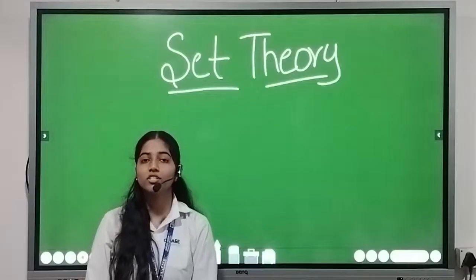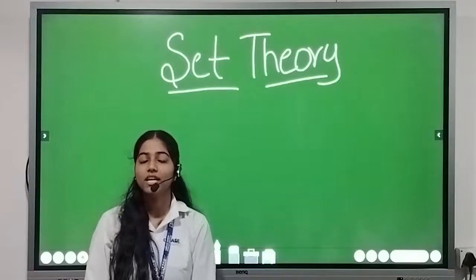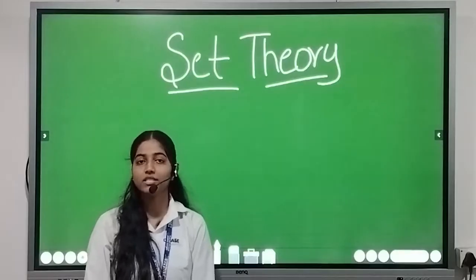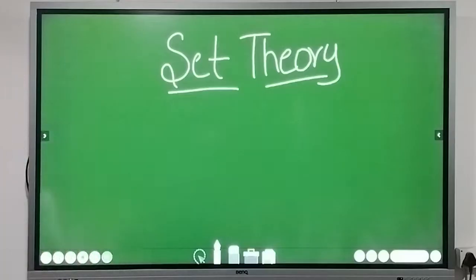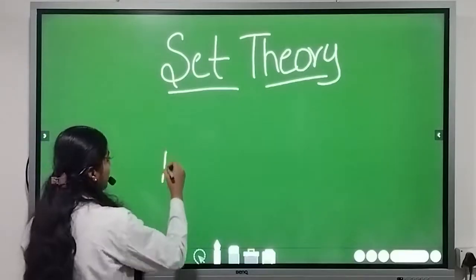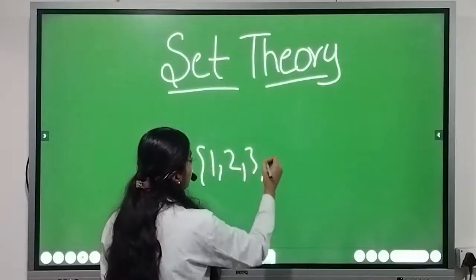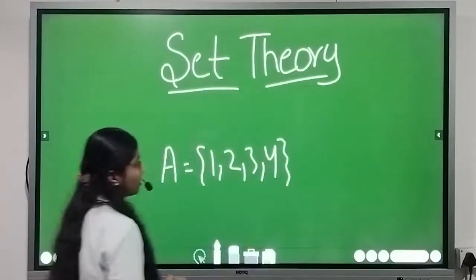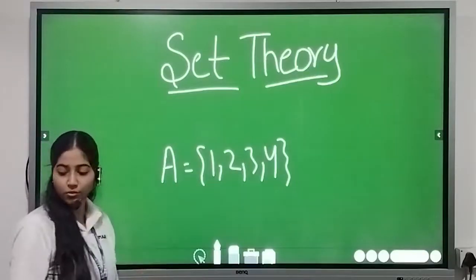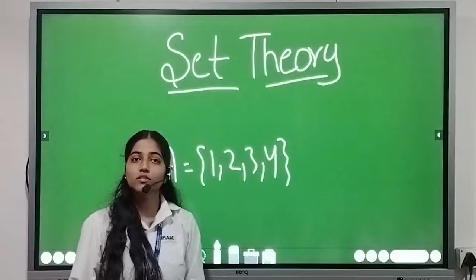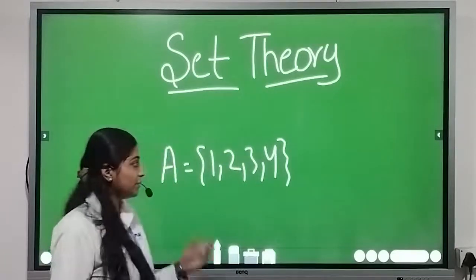Set theory. First of all, we'll know what a set is. A set is a collection of well-defined elements. For example, set A is equal to {1, 2, 3, 4}. Here we can see the common relation between the elements is that there is a difference of 1 in each element.